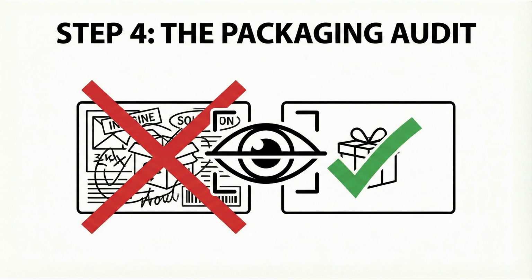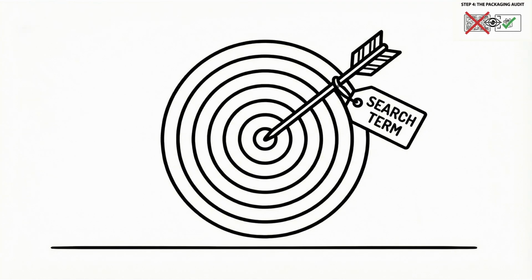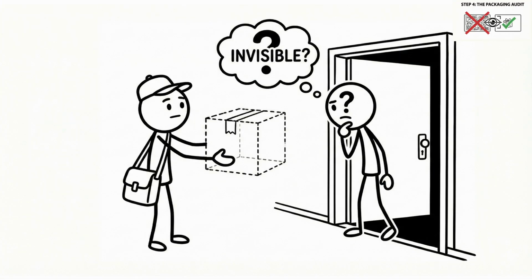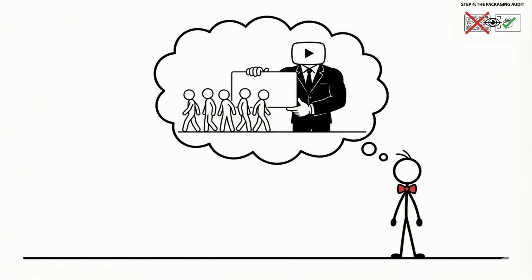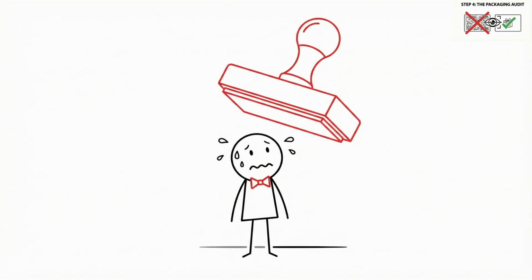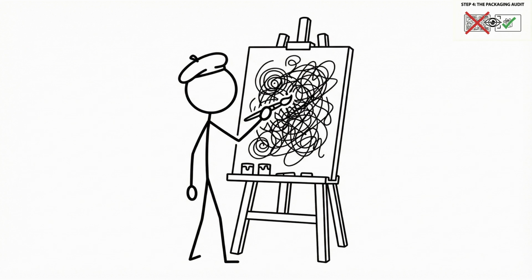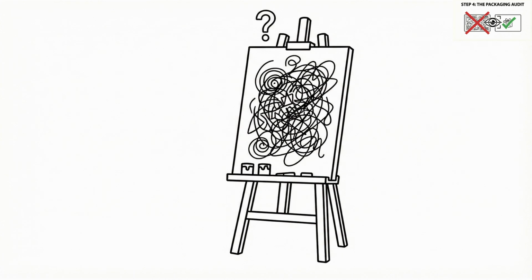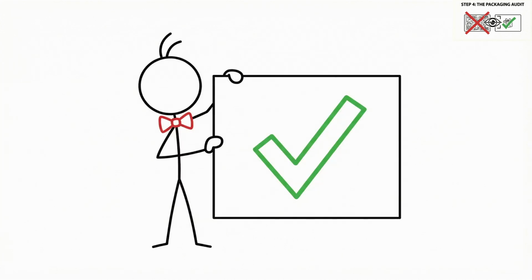Step 4, the packaging audit. But even if your target is the right search term, you will fail if the packaging is invisible. Remember step 2, the impression test? You cannot afford to fail this test again. Most new creators design thumbnails that look like art. You need to design thumbnails that look like answers.